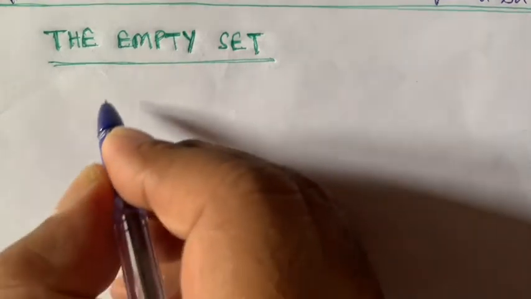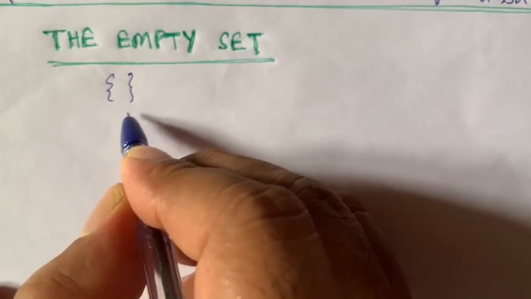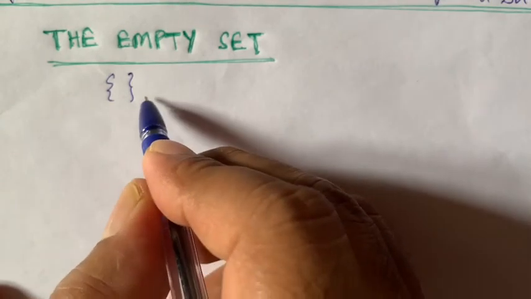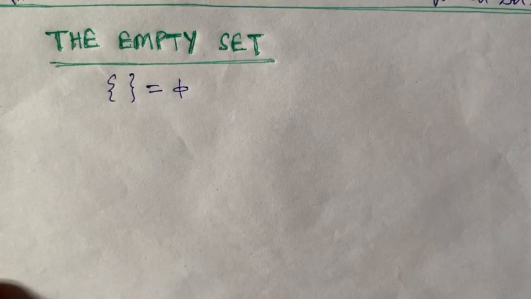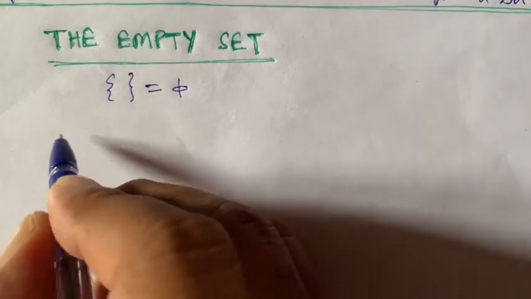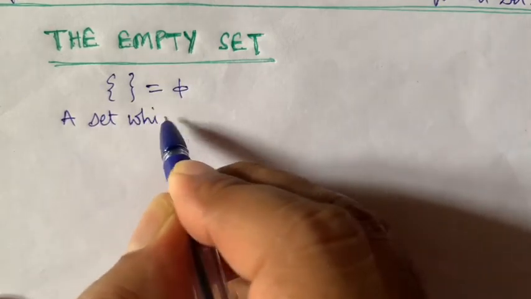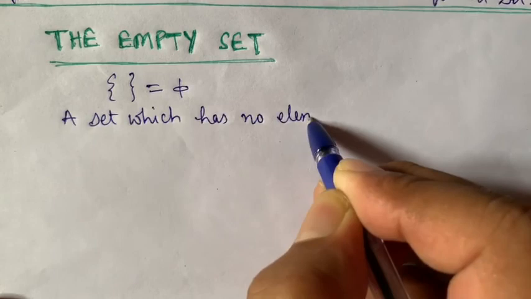Let us now define an empty set. What will an empty set be like? Consider a set in which we have no element. This is the empty set because there is no element there, it is empty, and it is represented by phi. We will have a special representation for the empty set, and formally we define an empty set as a set which has no element.